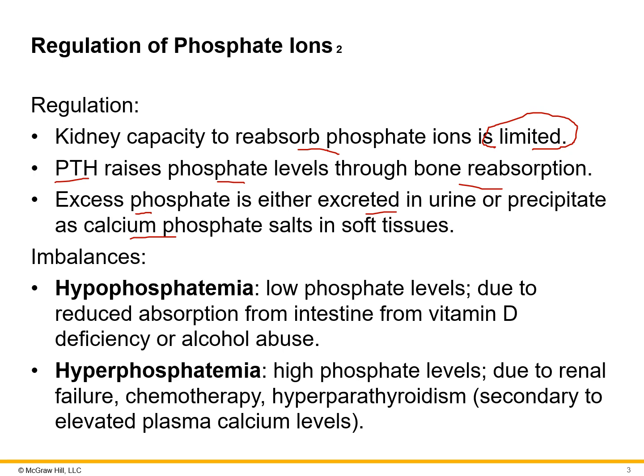So our conditions: hypophosphatemia is that low phosphate. This is due to kind of reduced absorption through the intestines, again linked to vitamin D, just like with calcium. Mainly see this in alcohol abuse as well. And then hyperphosphatemia, so too much phosphate. This is due to renal failure because, again, that excess is excreted in the urine. So if the kidneys aren't working, that phosphate builds up. We also see it in chemotherapy, hyperparathyroidism, so again, too much PTH, which is kind of secondary to the elevated calcium levels, which are a bigger problem.